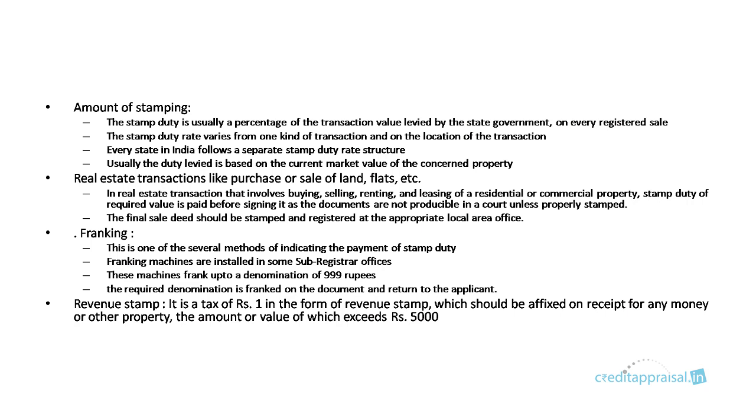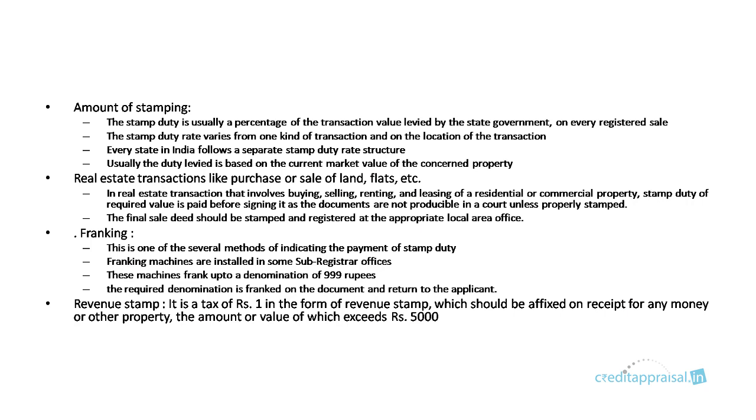There is another term with respect to stamping that is known as franking. Franking is for below 1000 rupees. This is one of the several methods of indicating payment of stamp duty. You can either purchase a stamp paper and enter the contents there, or you can do it on a plain paper and get it franked. Franking machines will be available in some sub-registrar offices, but it's not for very high denominations. It's for below 1000. So up to a denomination of 999, you can get the documents franked, so that the required stamp duty is franked on the document and returned to the applicant.